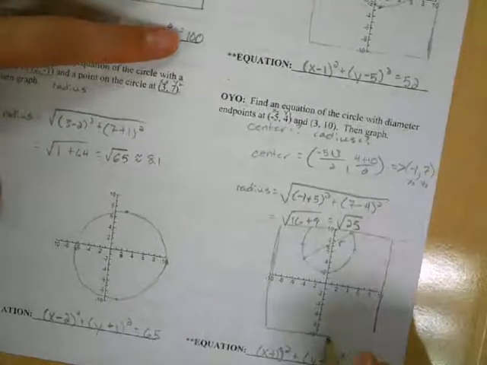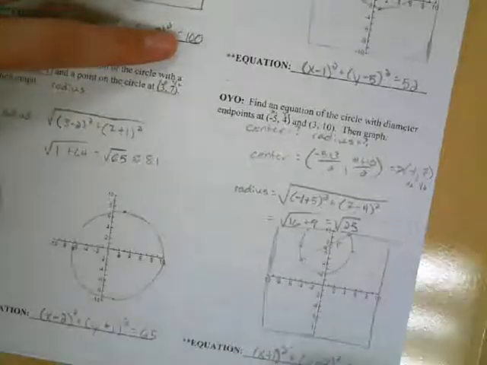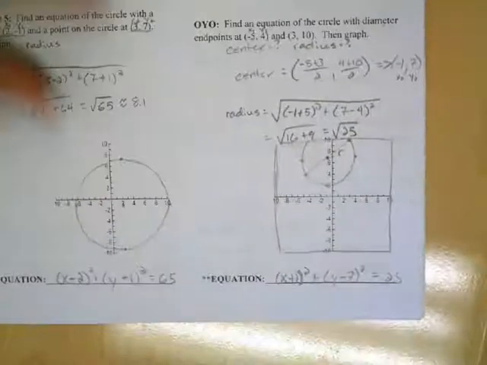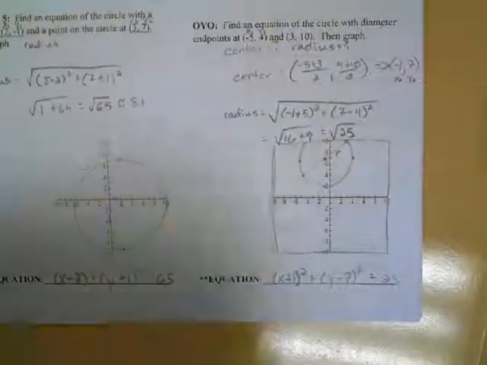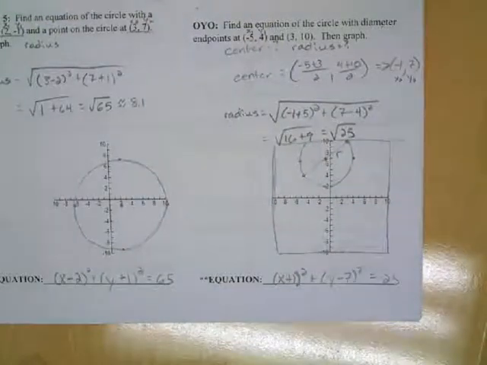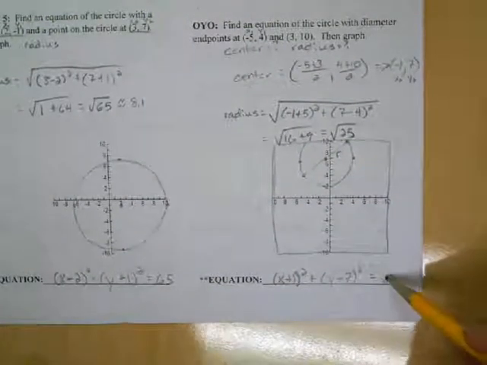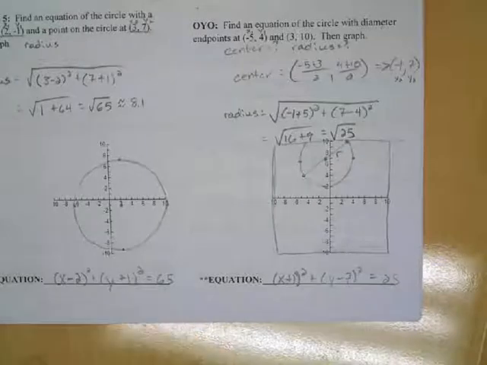That is how you take information and plug it into the circle equation. Again, the final answer there was x plus 1 squared plus y minus 7 squared equals 25. It's 25 because the radius was 5. 5 squared is positive 25. All right, good luck.